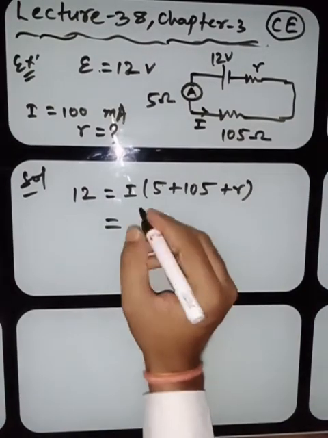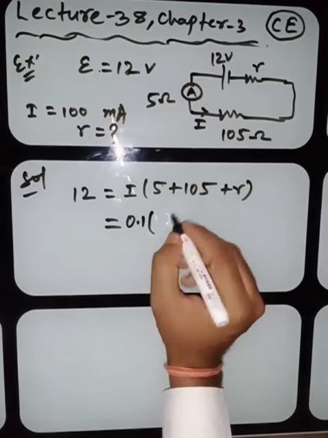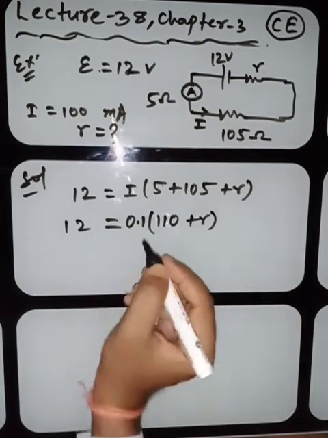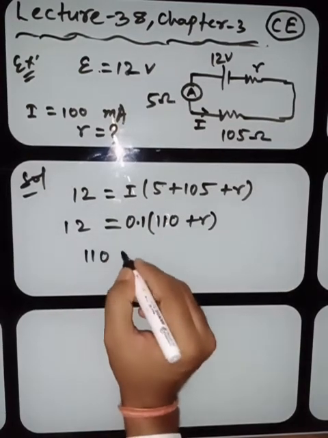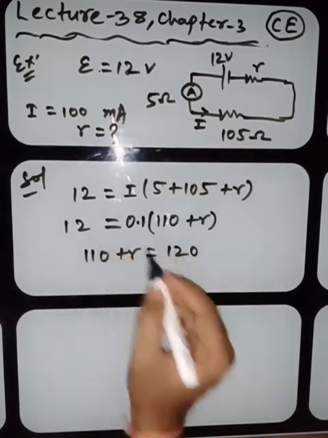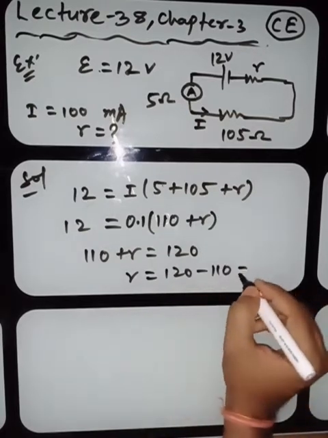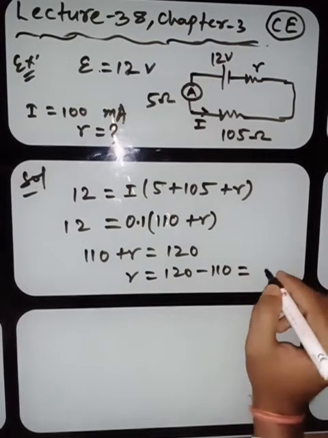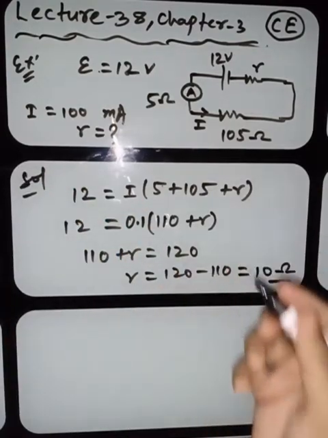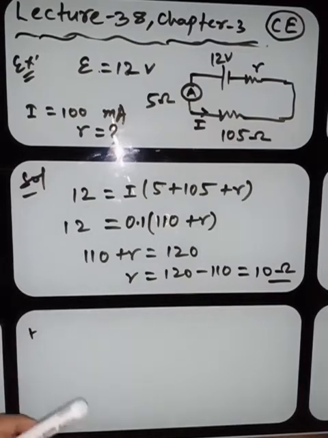So 0.1 times (110 plus r) is 12. So 110 plus r is 12 by 0.1, which is 120. So r is 120 minus 110. The data was given so that you can solve this question easily, and it is 10 ohm. In this way you can solve the question. Not a very tough question.